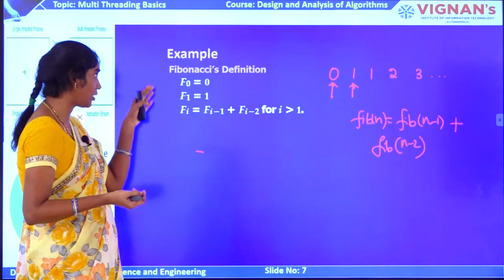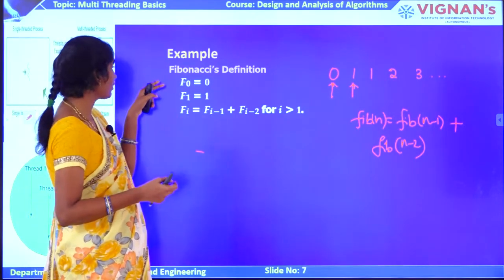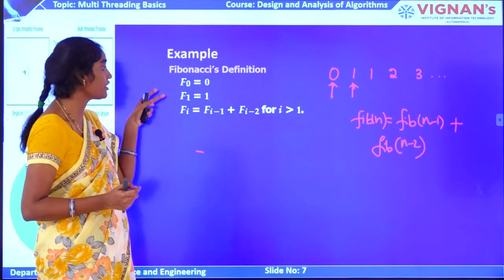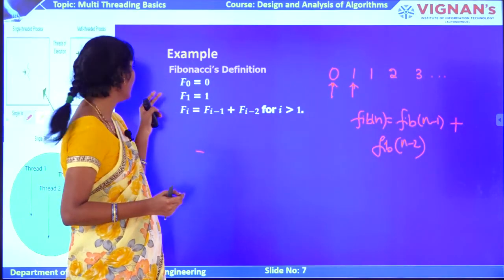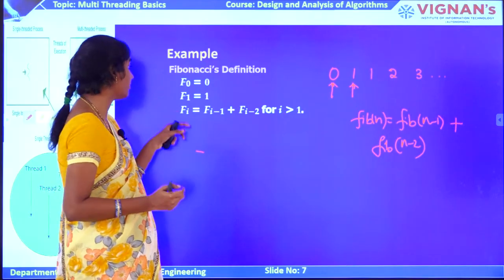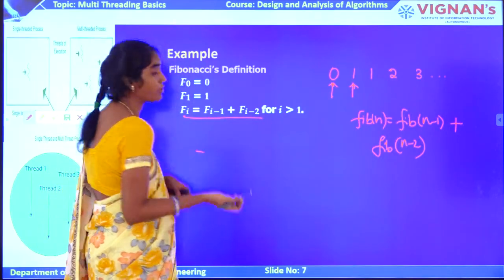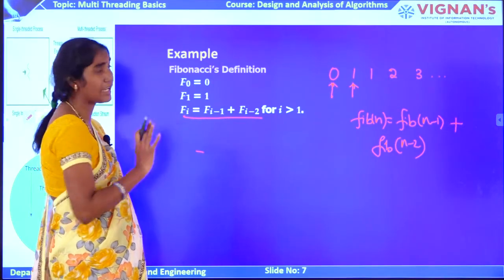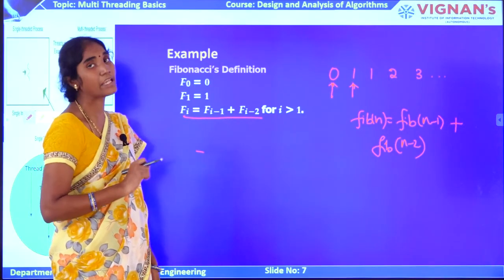That I am going to showcase now. Here f0 is equal to 0, which is the 0th term, and f1 is equal to 1, the first term. And the next fi can be achieved by taking fi minus 1 plus fi minus 2, that is, fib of n minus 1 plus fib of n minus 2. This is the classical definition of the Fibonacci sequence, right.